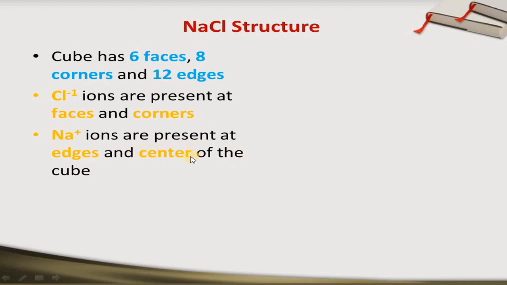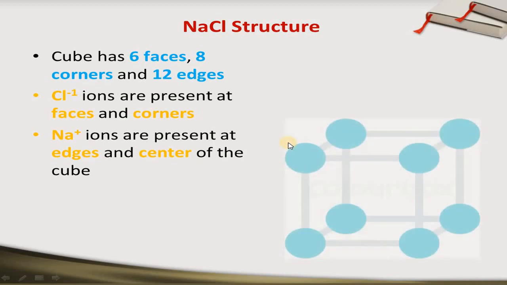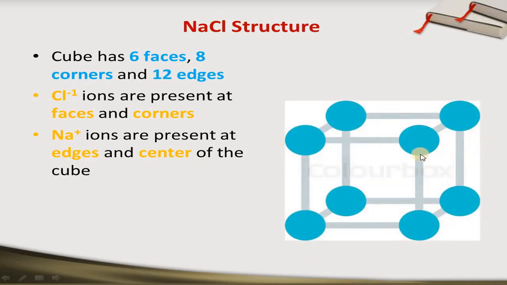Center means in the middle of the cube, one sodium ion will be there. Just have a look at this structure. All these are the 8 corners of this cube. And we have 6 faces of this cube. And these are the edges of the cube: 1, 2, 3, 4, 5, 6, 7, 8, 9, 10, 11, 12. We have 12 edges, 8 corners and 6 faces present in a cube.